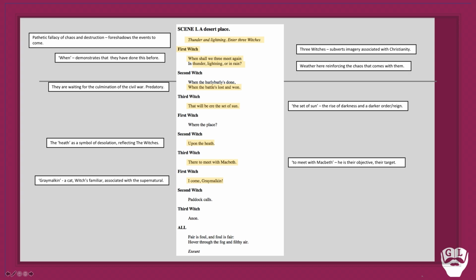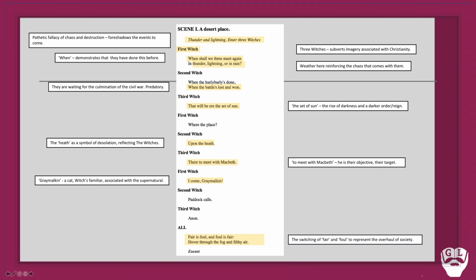The second witch is then seen as saying, "Paddock calls," and then "Anon" from the third witch. Then we have "Fair is foul and foul is fair, hover through the fog and filthy air." There's a chant-like quality to this throughout this play, and particularly in this scene where the witches are concerned. And there's two things I'd just like to draw out from this point in the play.